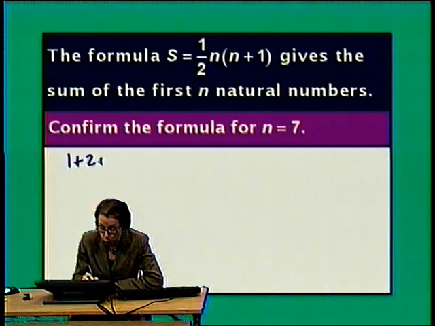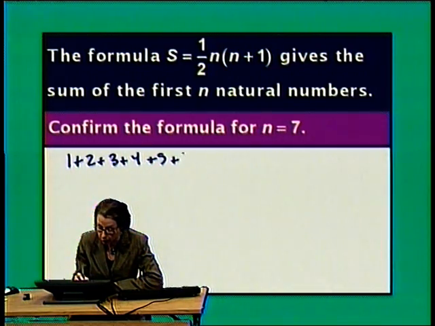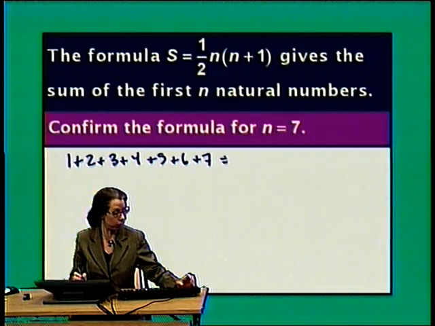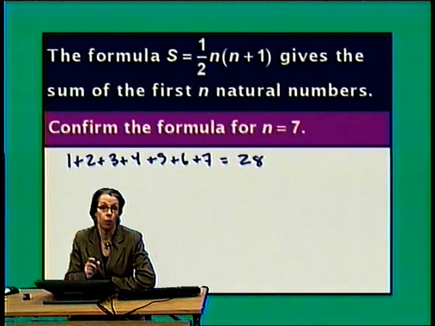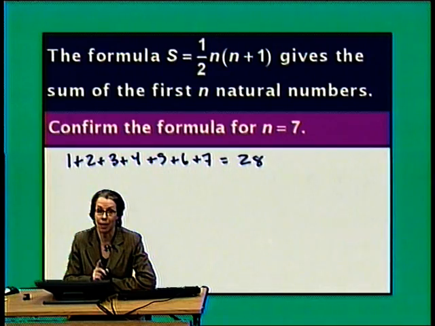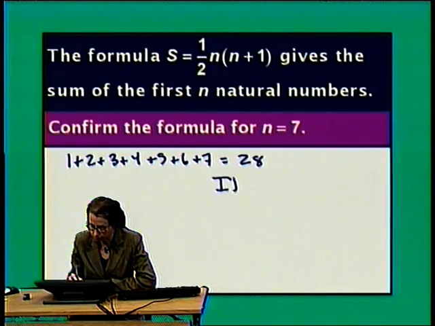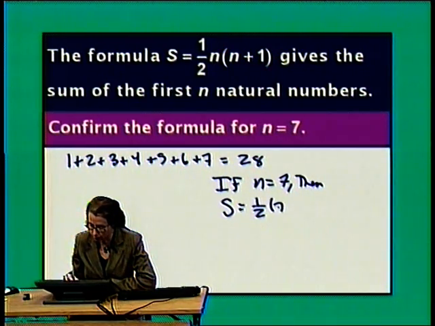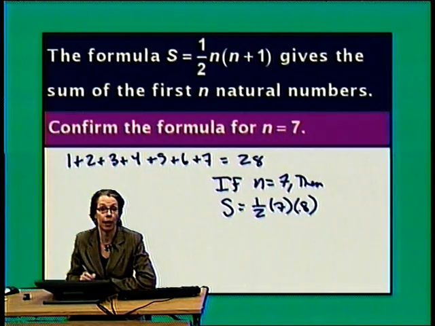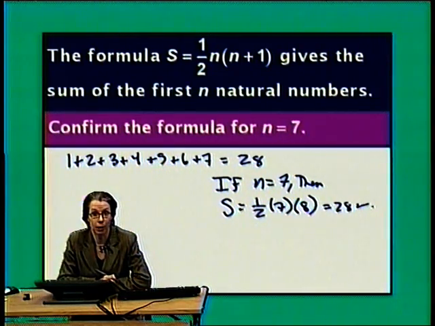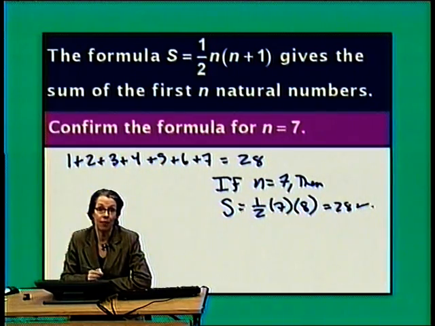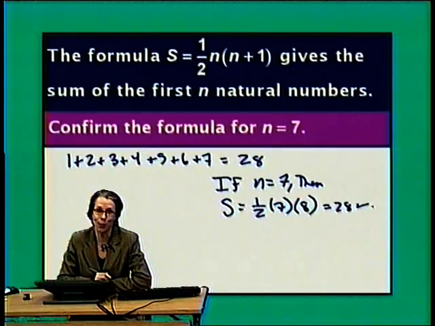So 1 plus 2 plus 3 plus 4 plus 5 plus 6 plus 7. Let's see what that equals. 1 plus 2, that's 3, 6, 10, 15, 21, 28. So the sum of 1 through 7 natural numbers, that's 28. Let's use the formula. If n equals 7, then the sum, s, equals 1/2 times 7 plus 1, that's 8. 1/2 of 8 is 4. 4 times 7 is 28. We've confirmed the formula. Now, as I was writing out 1 through 7 and adding them up, you can see why it's probably nice to have a formula to do this.